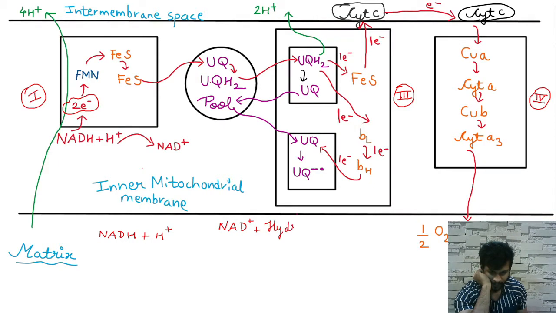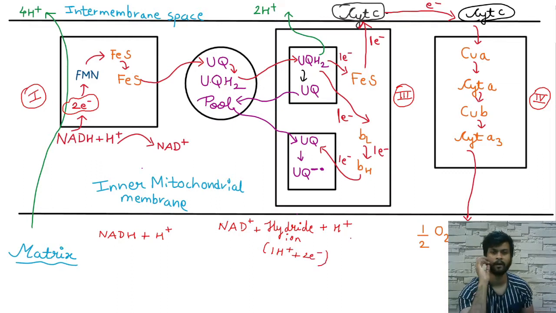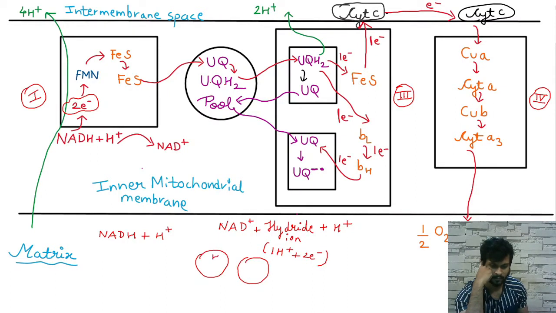This is hydride ion, and one hydrogen ion which is left is accepted as it is. Hydride ion means one proton and two electrons. We know that NAD plus will accept two hydrogen atoms. So if these are two hydrogen atoms, one hydrogen atom will have one proton, one electron. Similarly over here, one proton and one electron.